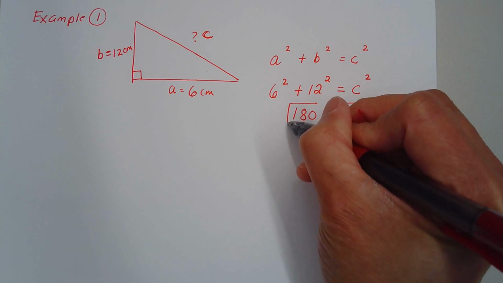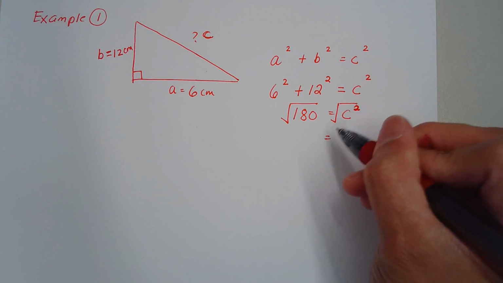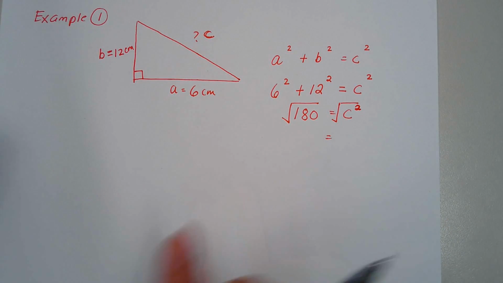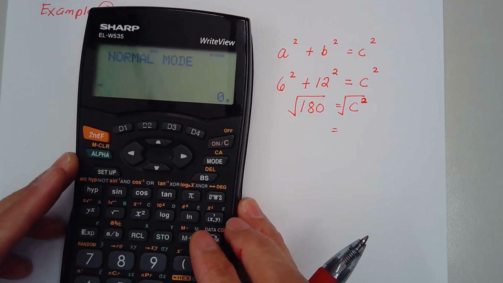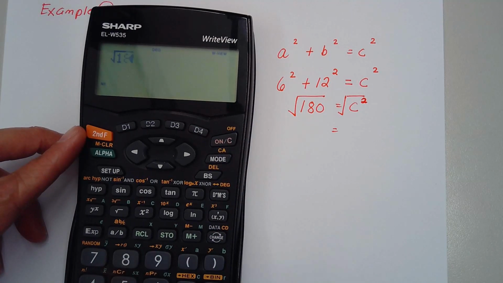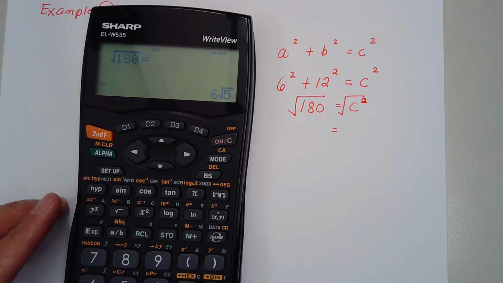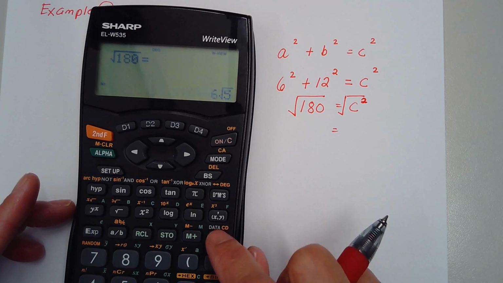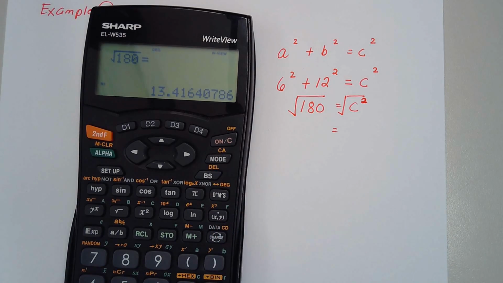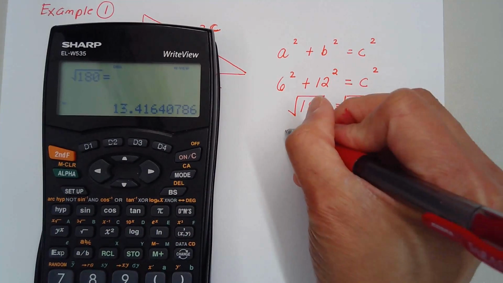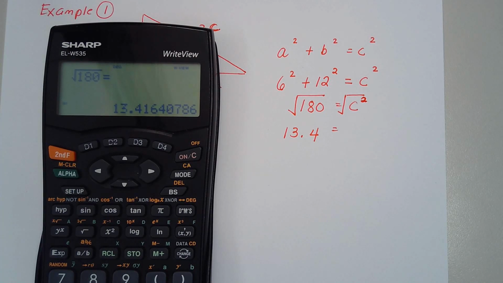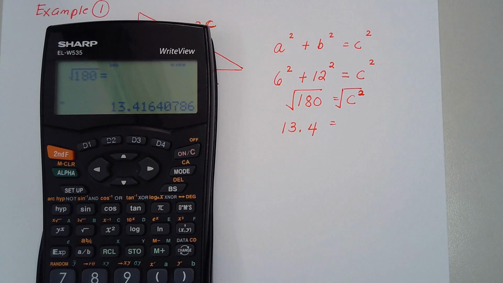Now take the square root of 180. Square root of 180. Did you get 13.4? Yeah. 13.4. That's equal to C.